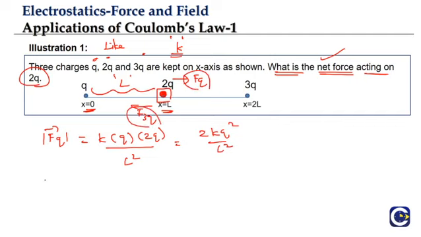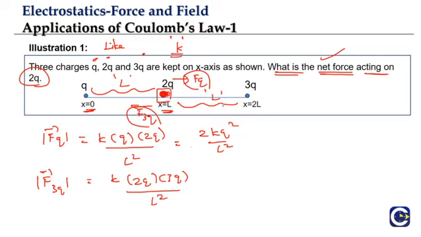Now we look at the magnitude of the force because of charge 3Q. Here we are looking at force acting on 2Q because of the 3Q. So K into 2Q into 3Q divided by the distance between these two, which is again L in this case. So L square. Why L? Because it is at x equal to L, so the distance between them will be L. So again the distance square will be L square. Finally, 2 3s are 6, so 6kq square by L square.